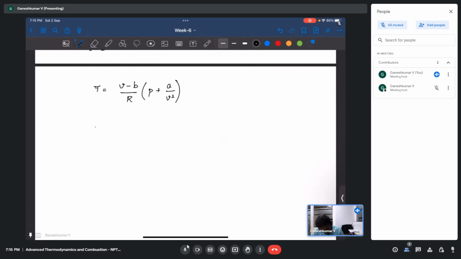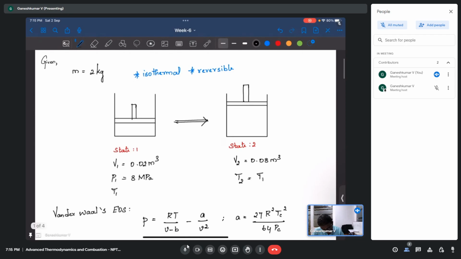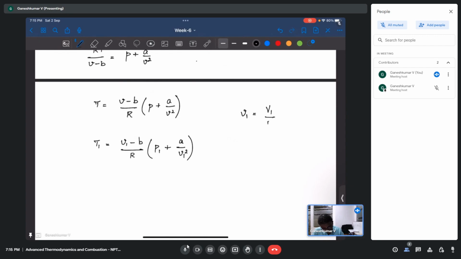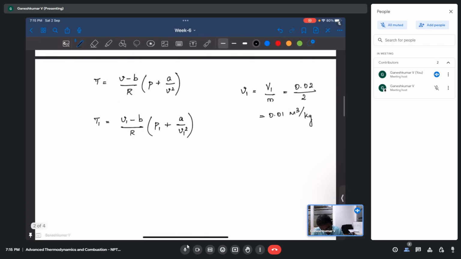Okay, so state 1 temperature T1 is going to be V1 minus B by R times P1 plus A by V1 square. So what is V1? We had a volume of 0.02 meter cube. Since this is a specific volume, it's nothing but volume divided by mass, right? So 0.02 divided by mass, which is 2 kgs, is equal to 0.01 meter cube per kg. Now P1 is already known, which is 8 megapascal.